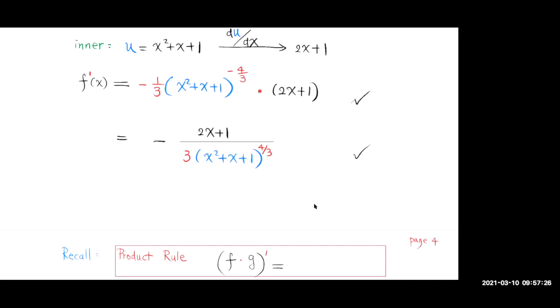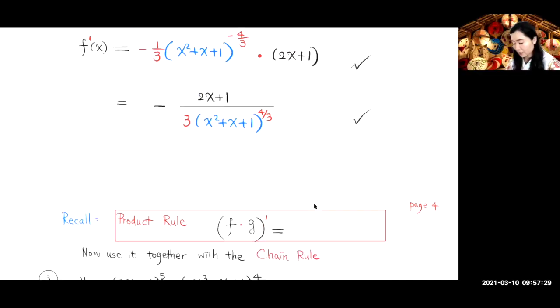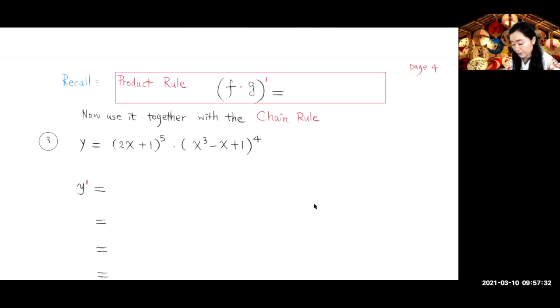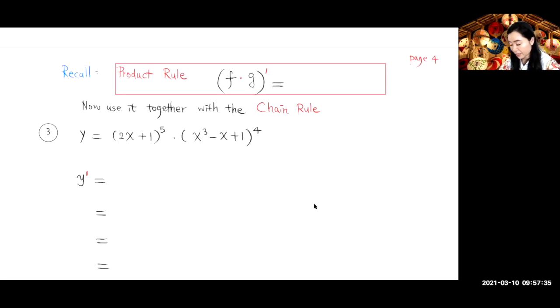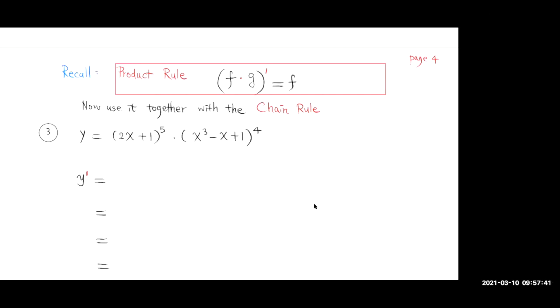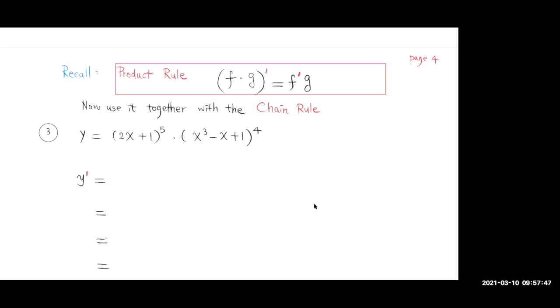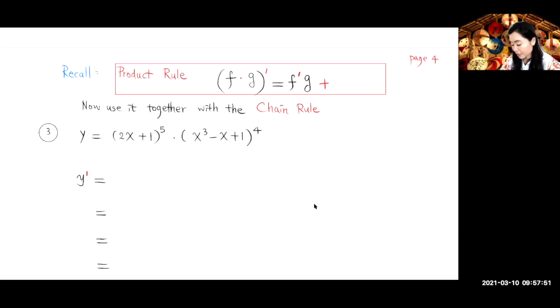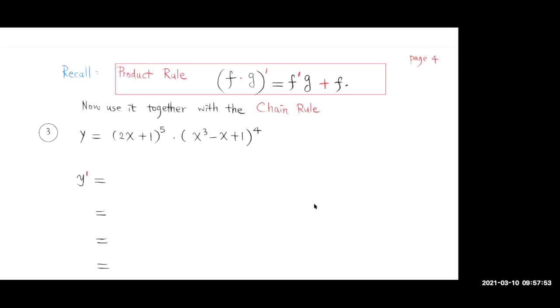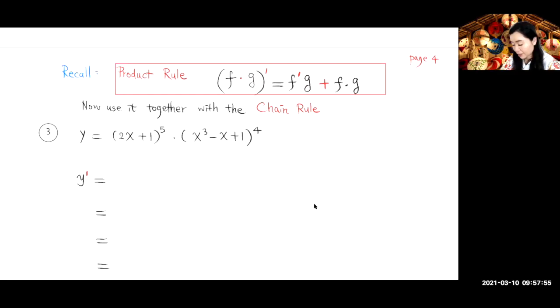Okay, good. Now let's recall the product rule. The product rule says that the derivative of f times g is what? Everyone? The derivative of f times g, yes, f prime times g, plus f times the derivative of g. f times g prime. Yes, you got it. Okay.